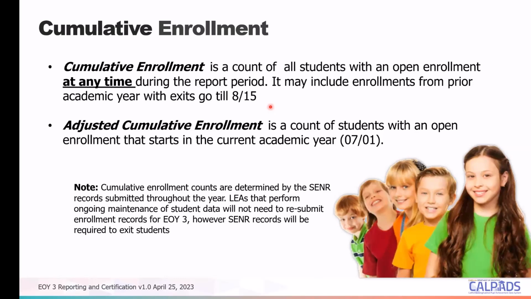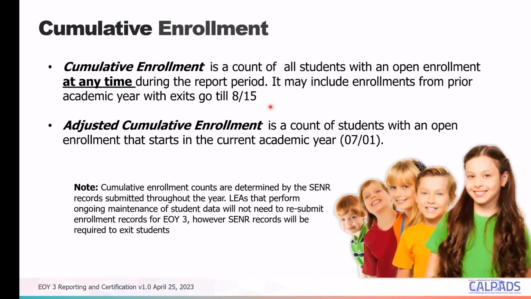So essentially, when you submit your SCNR at the start of the year to gain ownership of the student, and then submit an SCNR exit at the end of the year, CalPAS will then determine that the student was part of your cumulative enrollment, right? So what is enrollment? It is any enrollment that overlaps July 1st of the current reporting period.